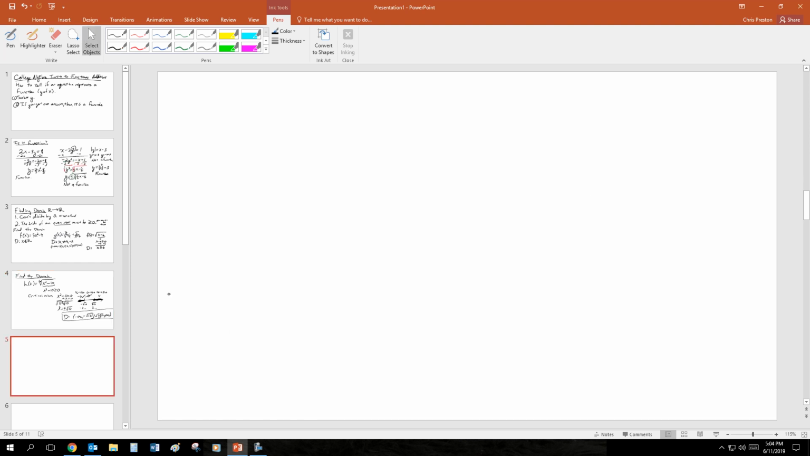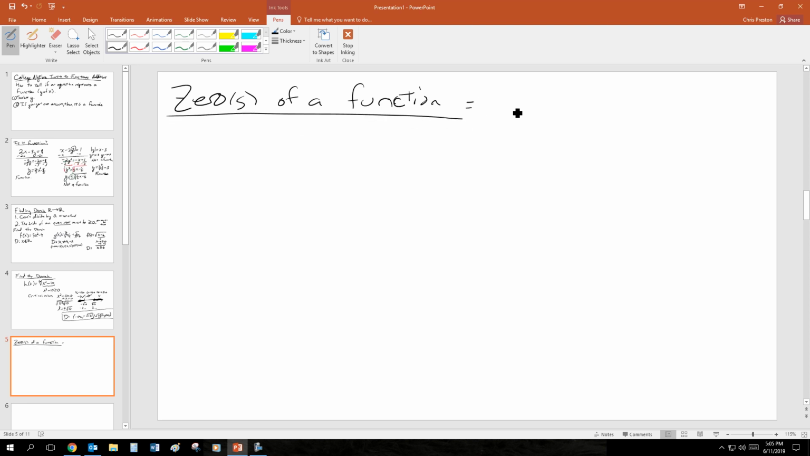Right. And then the last thing that I wanted to cover that's not covered in intermediate is the 0 of a function. And what these are, x values that make the function equal 0.